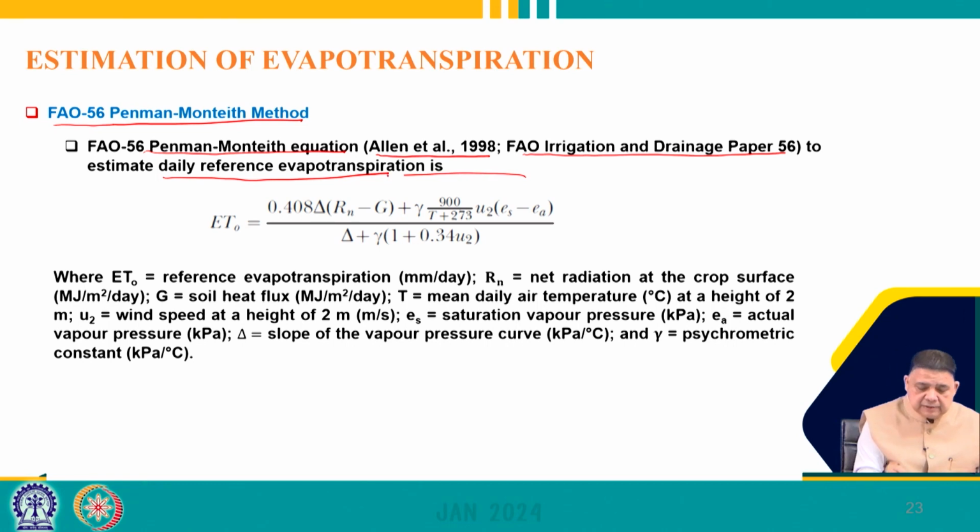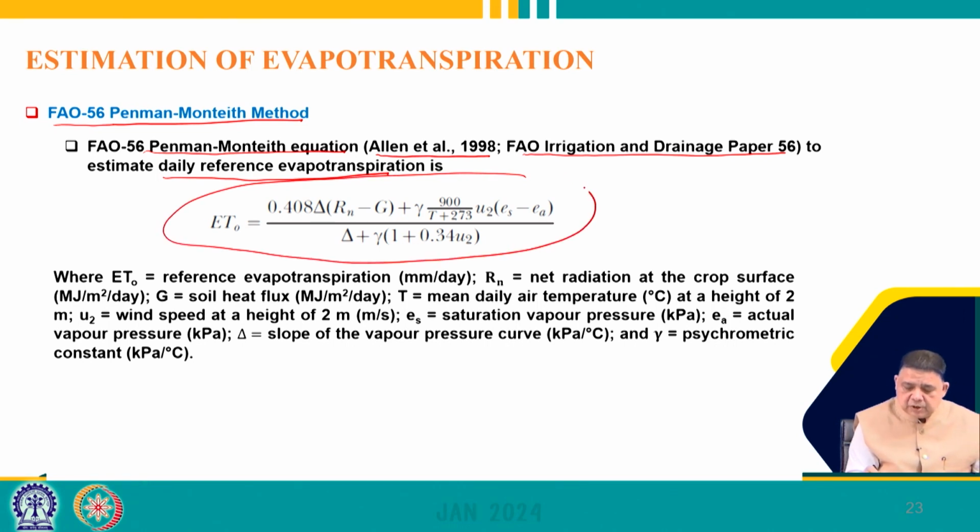As you can see here, the equation is more or less similar to the Penman method, with a little bit of modification. Two important changes are that here G, the soil heat flux in megajoules per square meter per day, is also considered, and the rest of the variables are more or less the same.